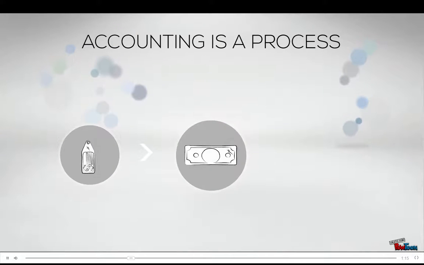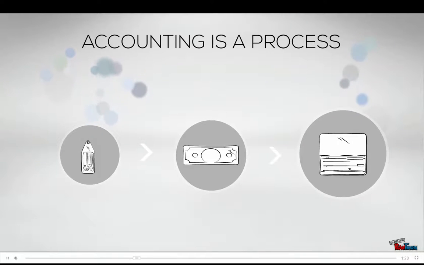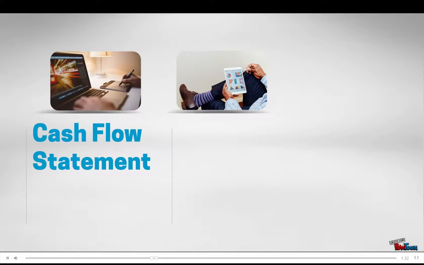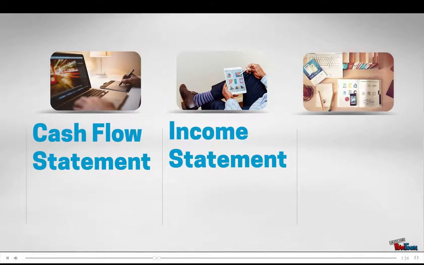Accounting is the process of placing these pieces of financial information into accounts, which are then summarized into the financial reports and statements. The three main accounting financial reports or statements that we need to know are: 1. The cash flow statement. 2. The income statement. 3. The balance sheet.